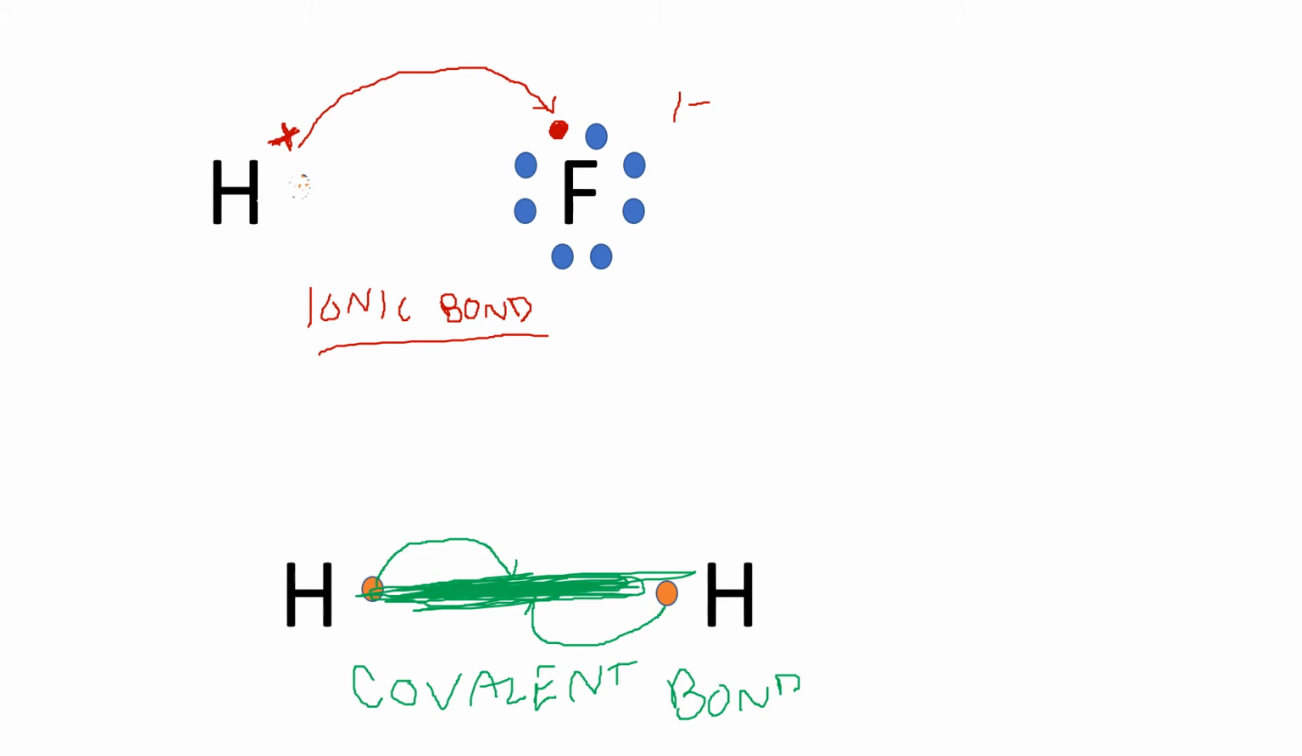Up here in the ionic bond, this hydrogen has lost its electron. It ain't coming back. Down here, each hydrogen is sharing its electron so that both hydrogens get to act like they've got a full 2 electrons in their 1s shell, and neither of them has to lose it completely.